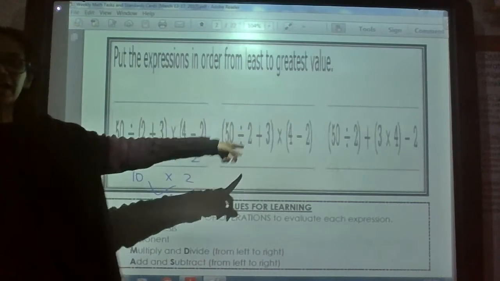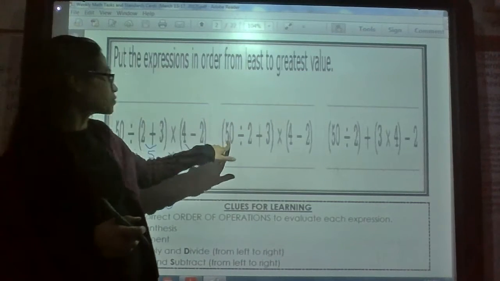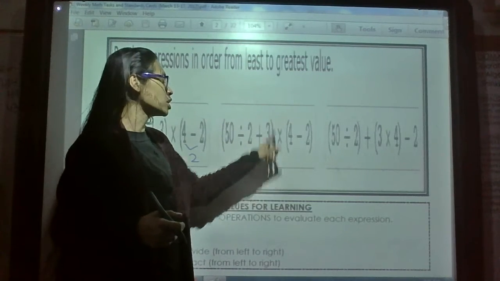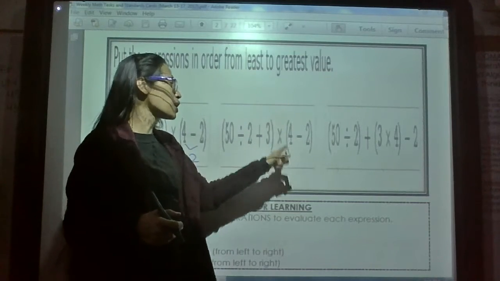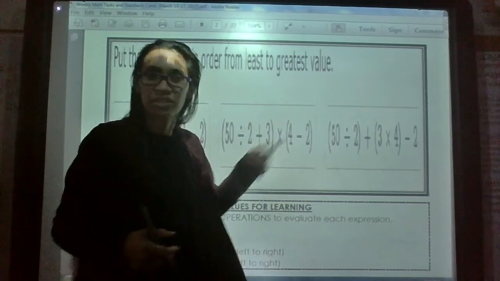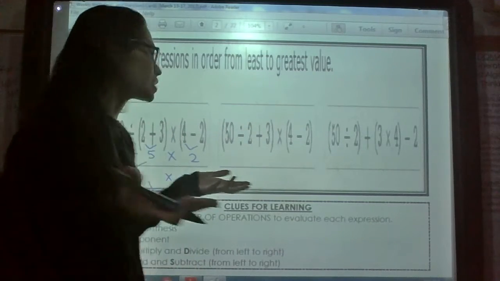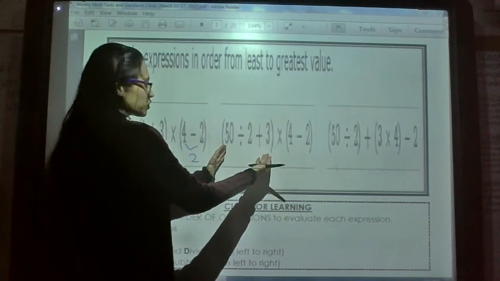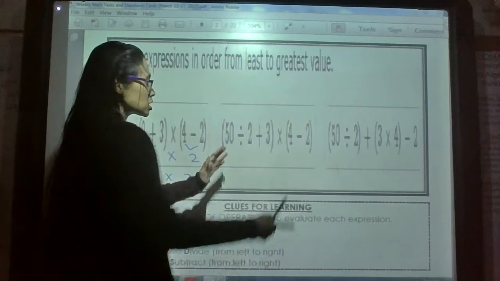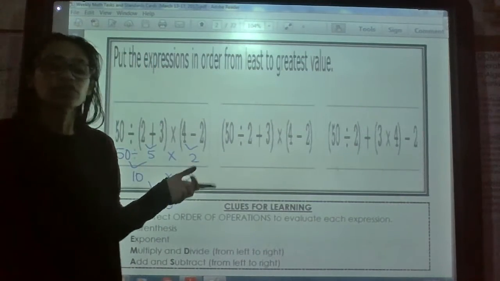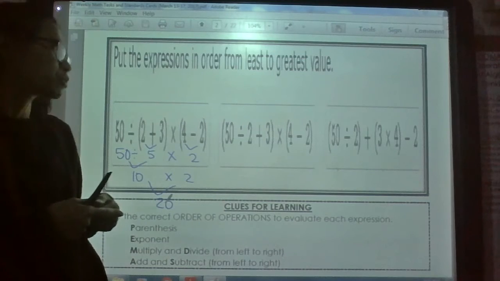Let's look at the next one. We have parentheses 50 divided by 2 plus 3, parentheses times parentheses 4 minus 2, parentheses. What do we do first? We do what's inside the parentheses. And now you look right here at this one. We have 50 divided by 2 plus 3. So we still have to do order of operations inside that parentheses.